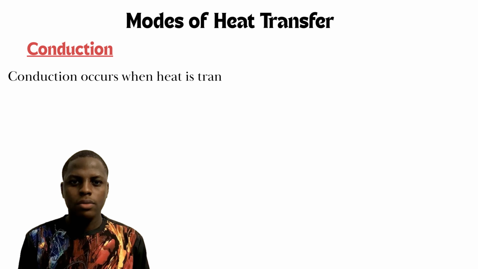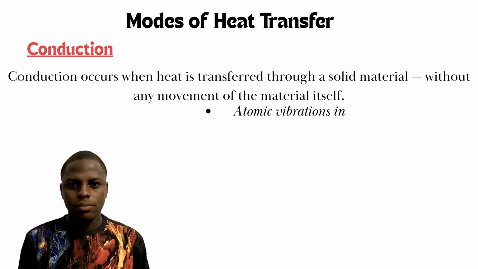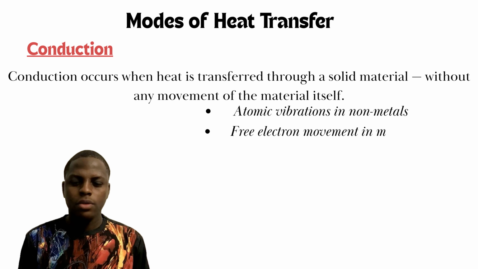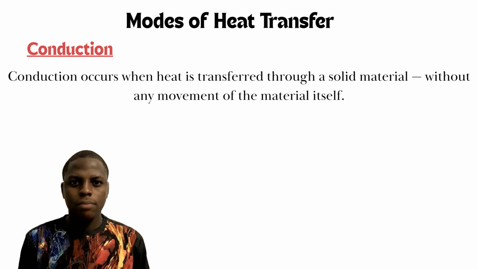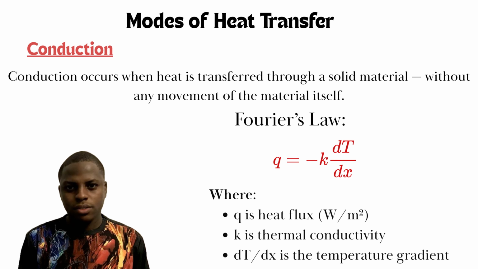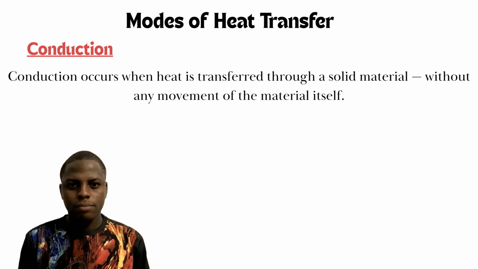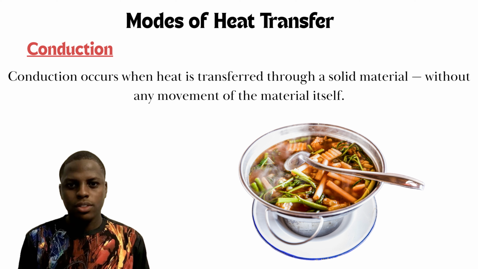Conduction occurs when heat is transferred through a solid material, without any movement of the material itself. It relies on atomic vibrations in non-metals, and free electron movement in metals. The formula used to calculate conduction is Fourier's law, where Q is heat flux, k is thermal conductivity, and dT/dx is the temperature gradient. Example: a metal spoon placed in a hot bowl of soup becomes hot from end to end. This is conduction through the solid spoon.